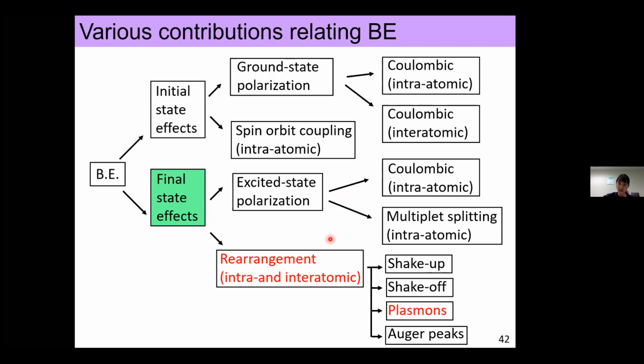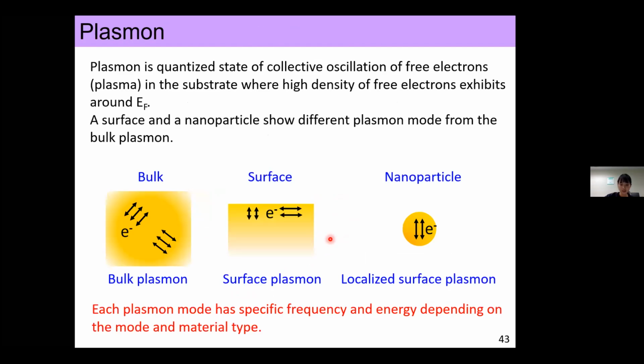The third one is plasmons. So have you ever heard of plasmon? Let me begin with an explanation about plasmon. Plasmon is a quantized state of collective oscillation of free electrons, so-called plasma, in the substrate where a high density of free electrons exists around the Fermi level.